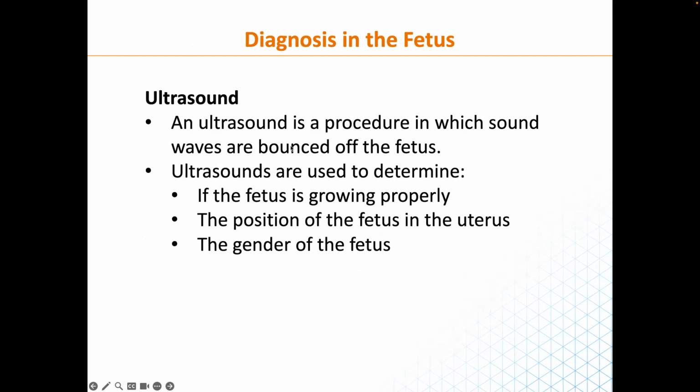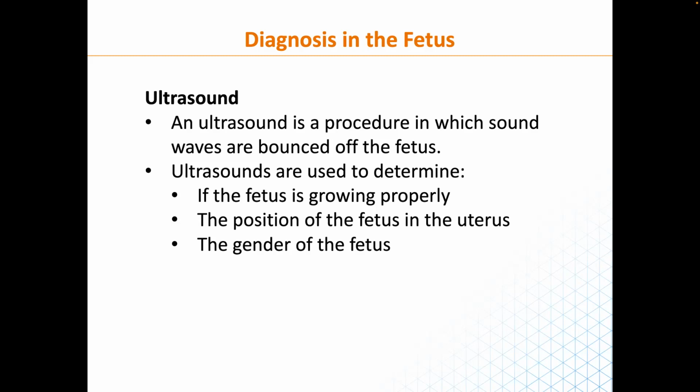How do you diagnose in the fetus? Sometimes some diseases are diagnosed when the fetus is still in the womb. So how do we do this diagnosis? We use what we call an ultrasound. An ultrasound is a procedure in which sound waves are bounced off the fetus. Sound waves are sent to the fetus in the uterus, and they're bounced back from the fetus. So you hear the sound, or sometimes they might use a kind of screen.